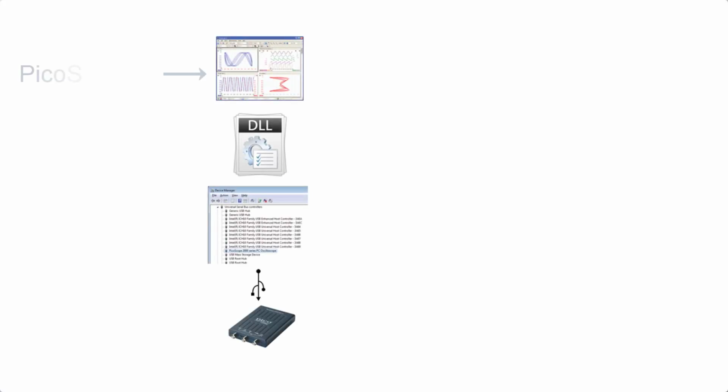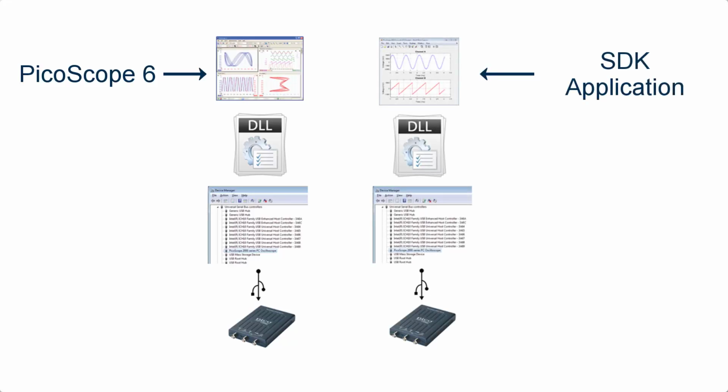So how does the SDK work? Well, we have an application, in this case PicoScope 6, which communicates with the dynamic link library for the device, which in turn communicates via the USB interface to our product. In the same way, your SDK application will communicate with the dynamic link library and again through the USB kernel drivers to the hardware product.